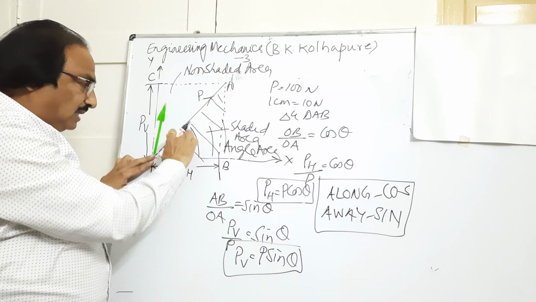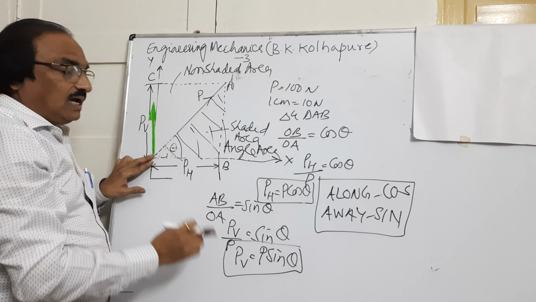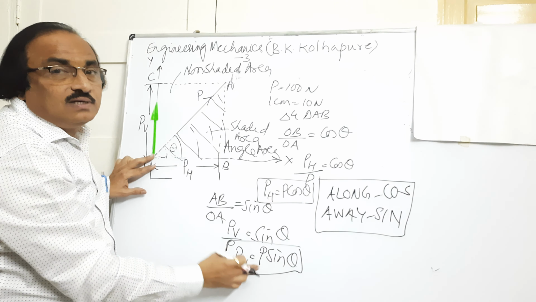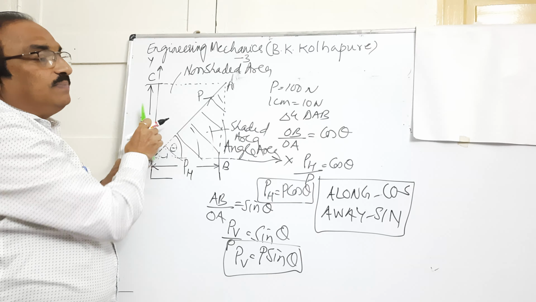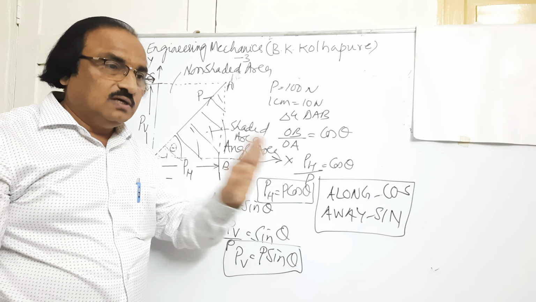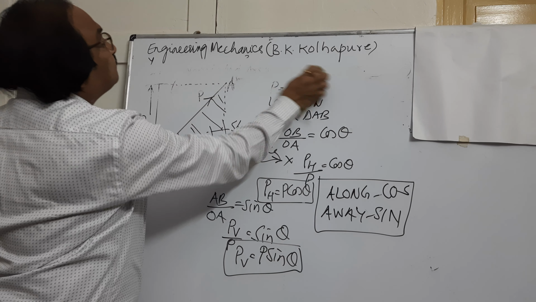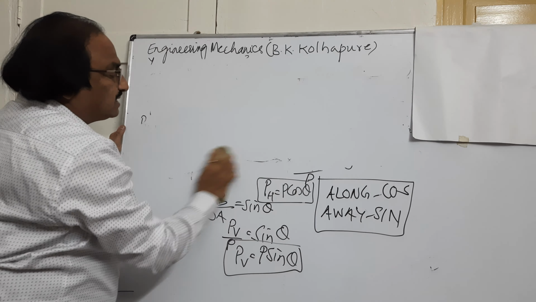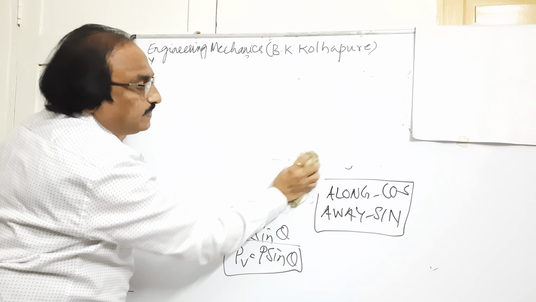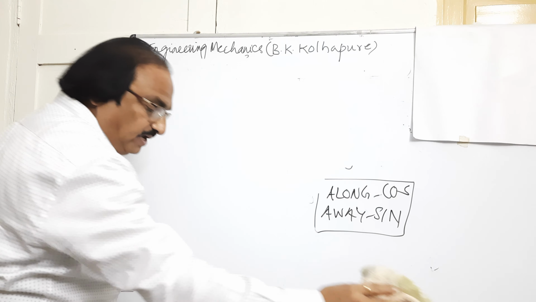Whenever you go along the angle, you call it cos. And whenever you go away from the angle, the resolution of that force will become sine. So this is the simplest principle you will have to remember to resolve a force. If you follow this, mechanics is very simple for you. You can very easily solve all the problems without any hindrance. Now here, as an example, we will see whether we have followed this principle: along is cos, away is sine.